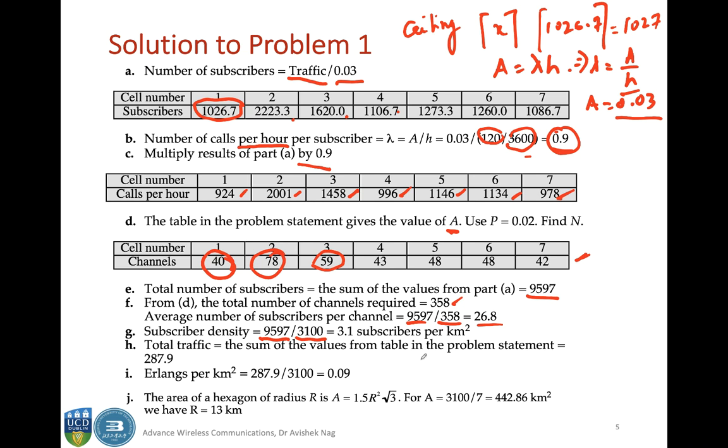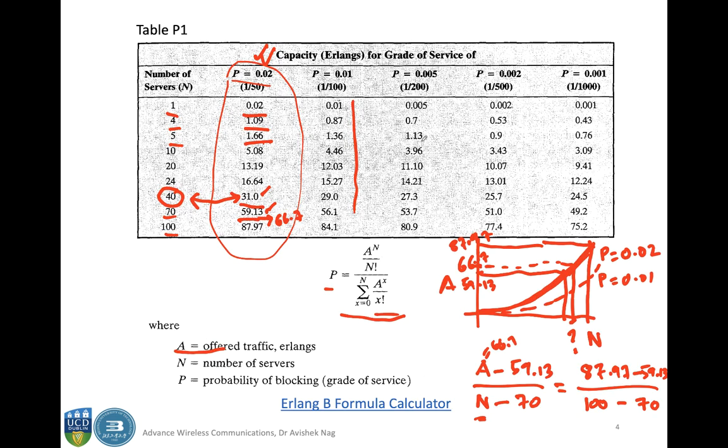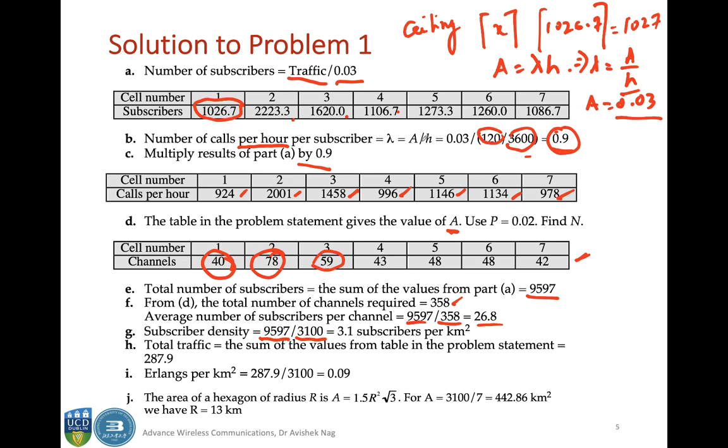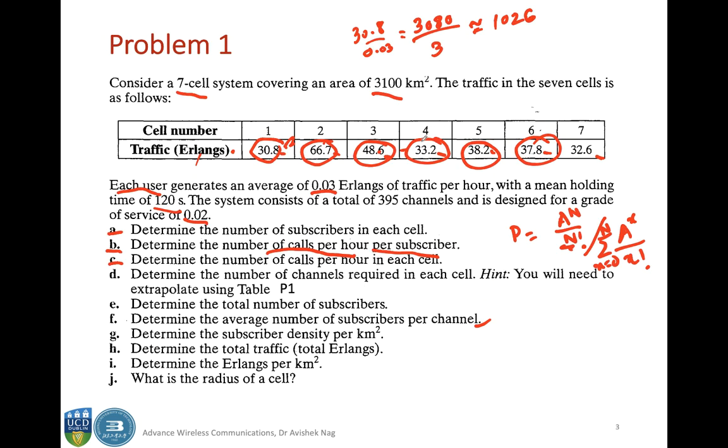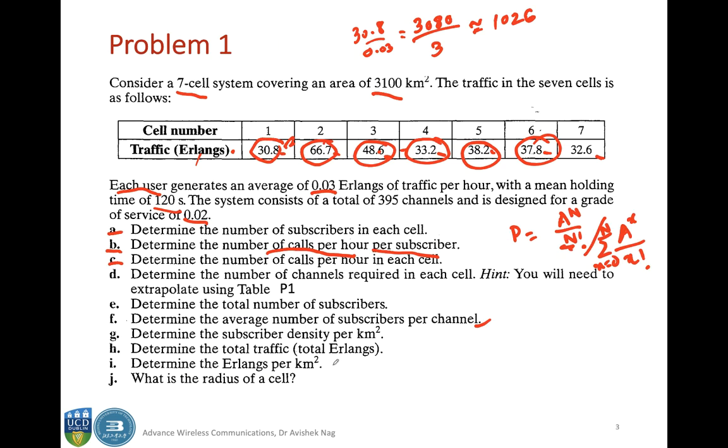The total traffic is equal to the sum of the values from the table in the problem statement, basically all these numbers. If you sum them up, you will get total traffic as 287.9 erlangs. Next, in part I, they ask you to determine the erlangs per square kilometer. The total erlang traffic is 287.9 divided by 3100 square kilometers, which will give you 0.09.